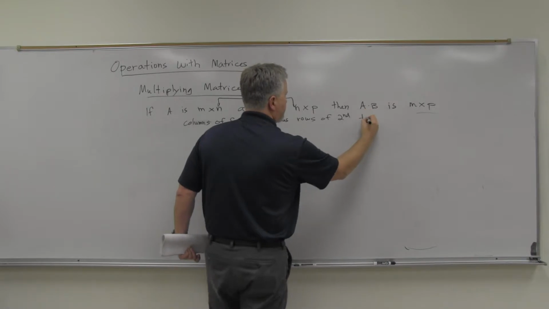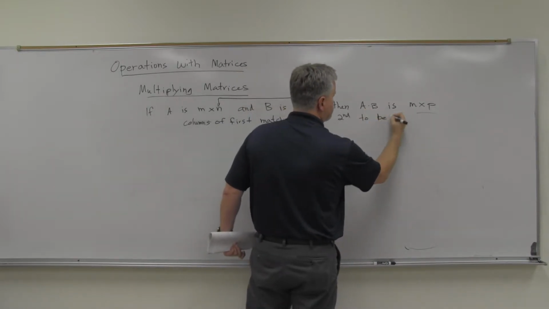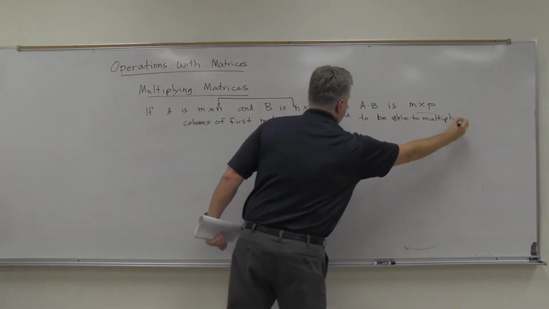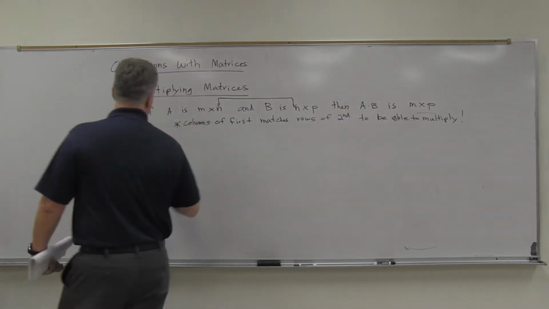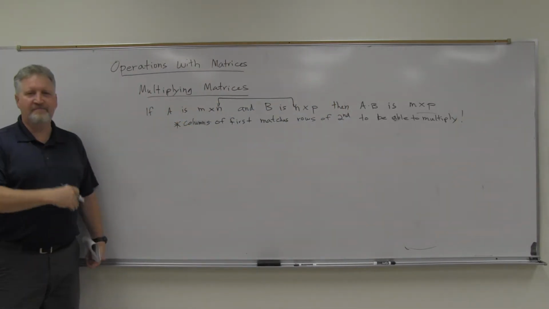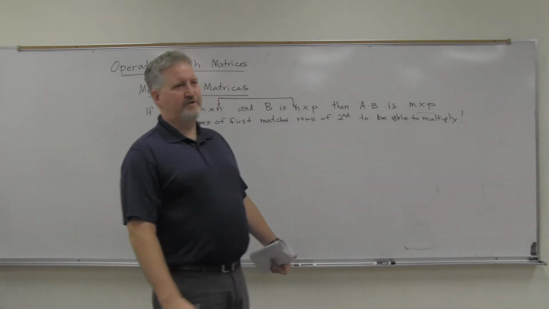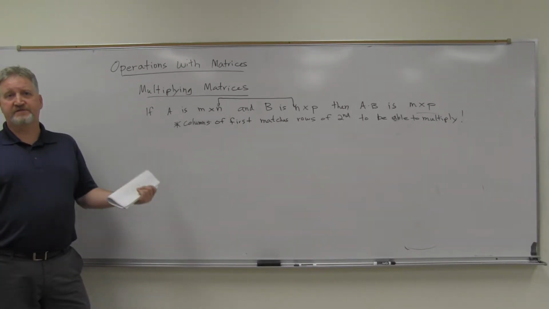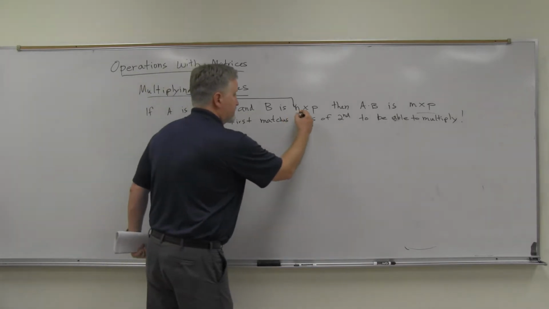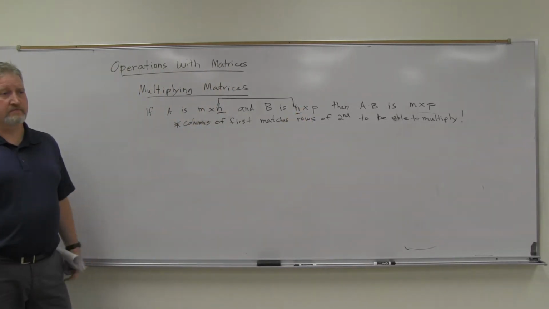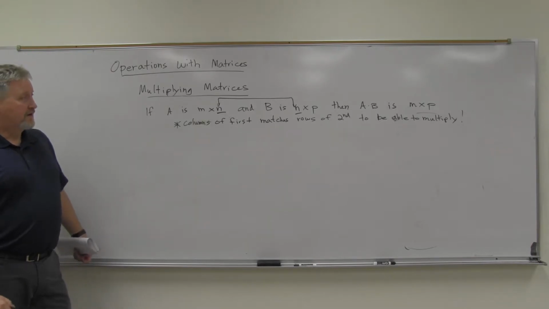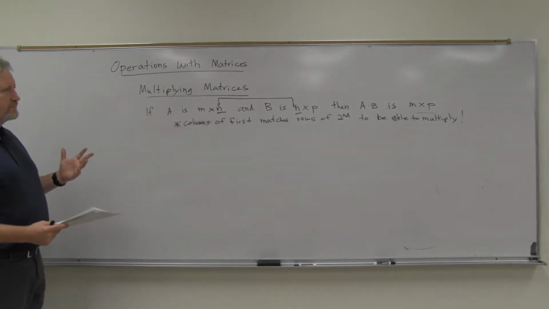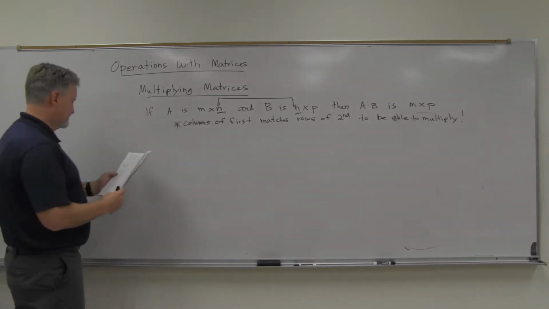To multiply, if that is not the case, you can't multiply. If the columns of the first don't match the rows of the second, you can't multiply. You'll see why here in a second. Okay, so it's not that they're the same size, it's just the columns here match the rows here. The others may not match. All right, so let me just show you here with an example or two.